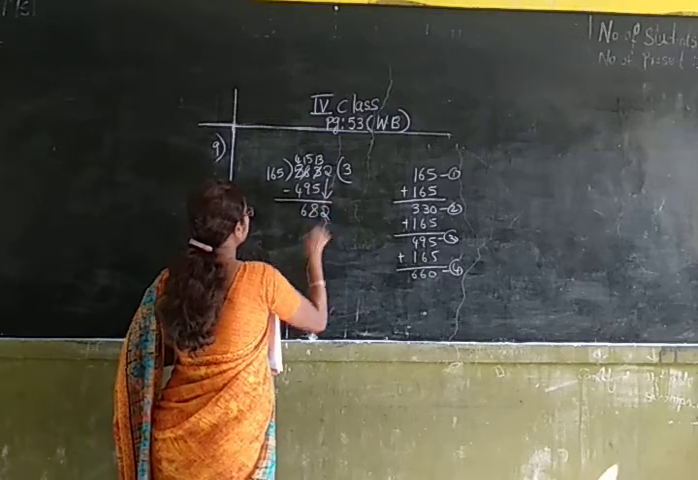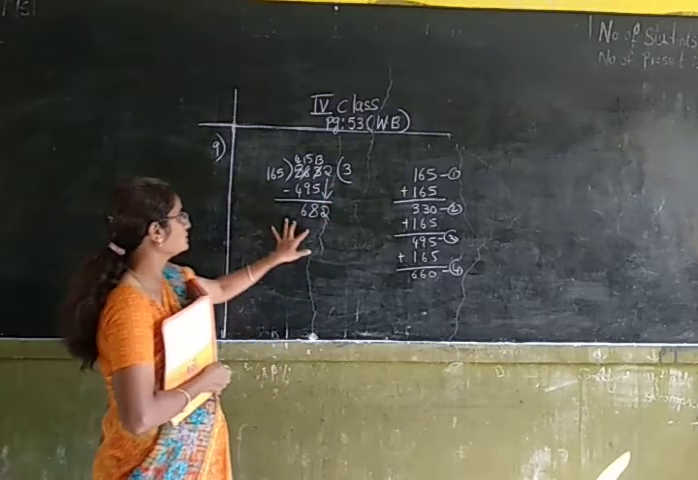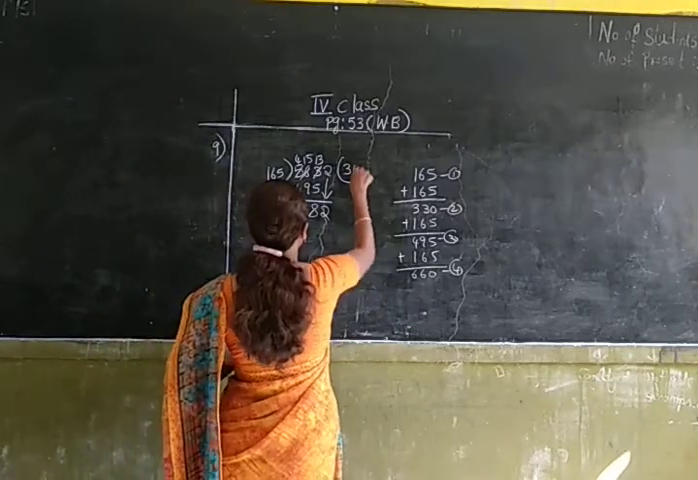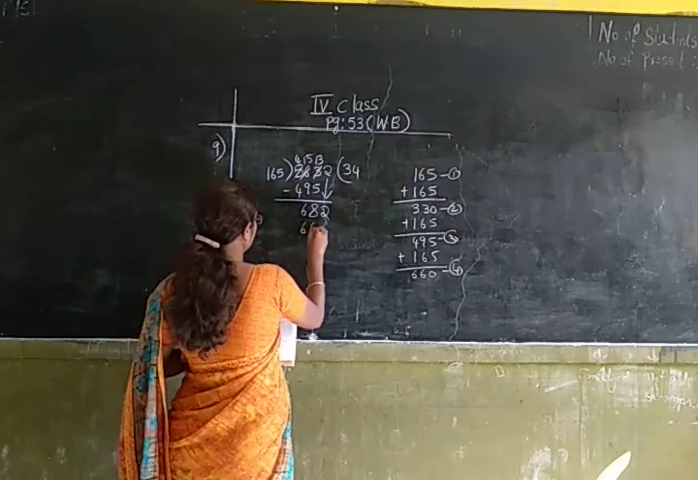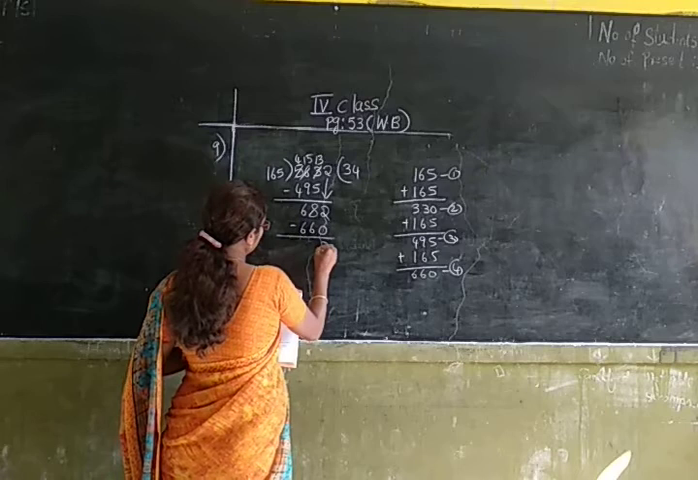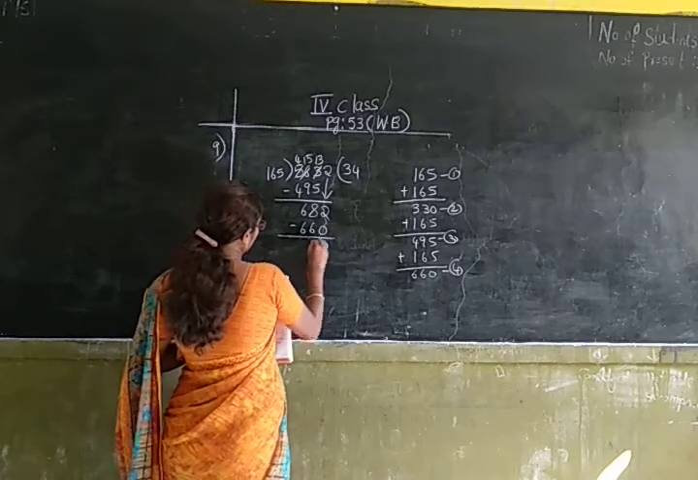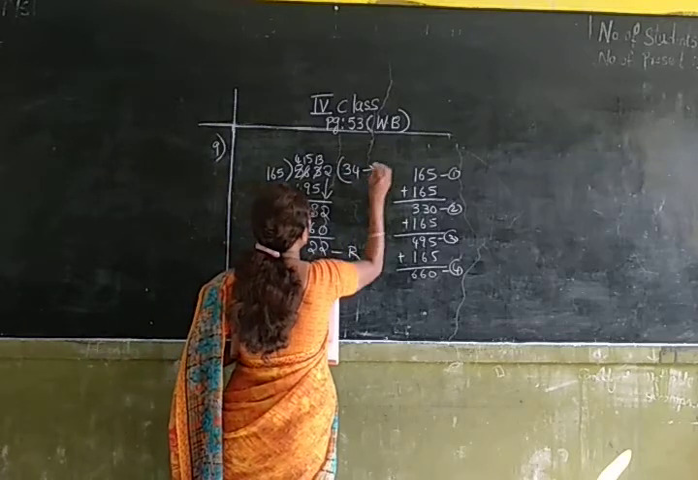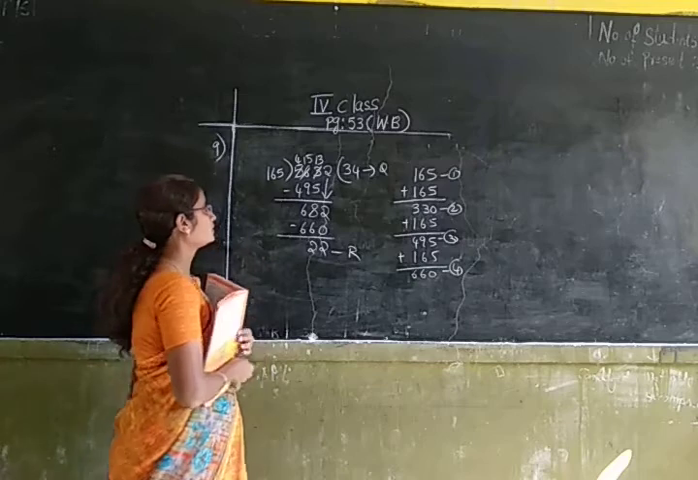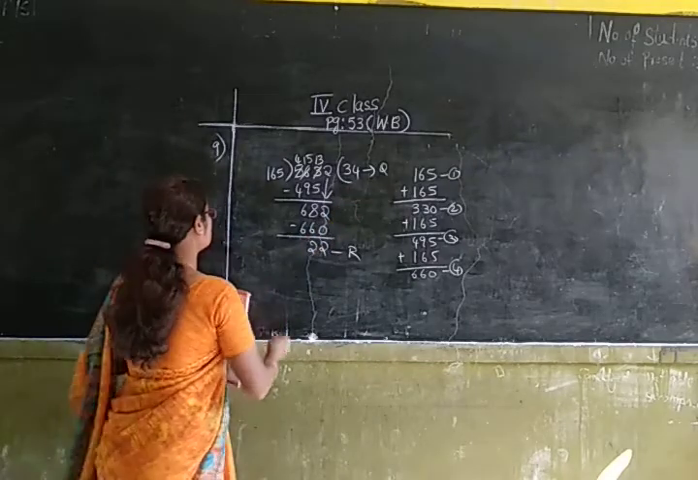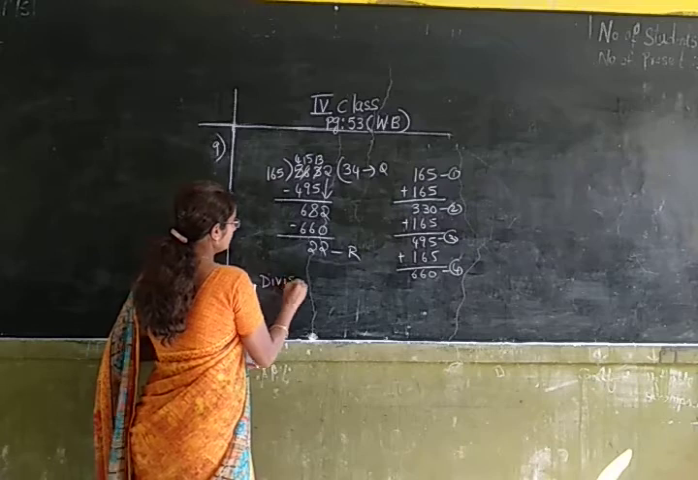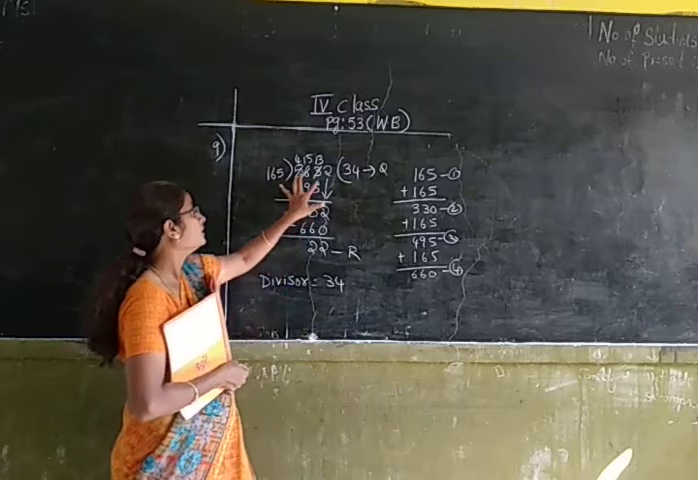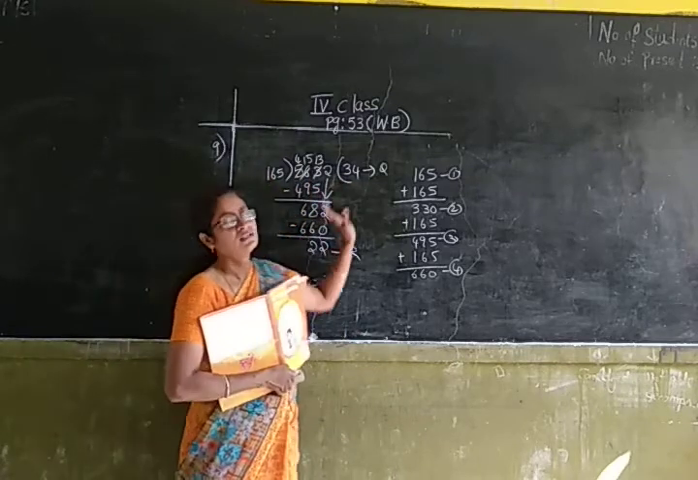Bring down 2. So how many times does 165 go in 682? It goes 4 times. So 660. 2 minus 0 is 2. 8 minus 6 is 2. Here the remainder is 22 and 34 is the quotient. Okay children? So 34 is the divisor. So if you divide the dividend with the quotient, you will get the divisor.